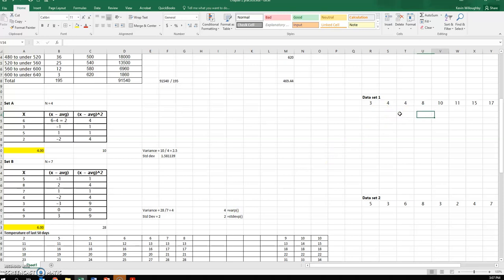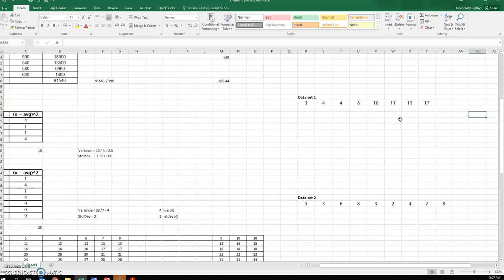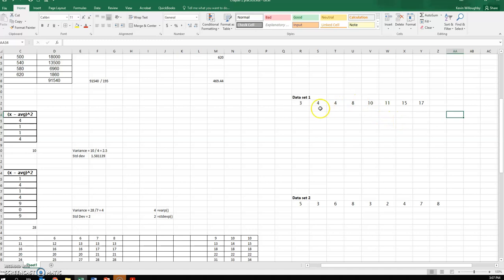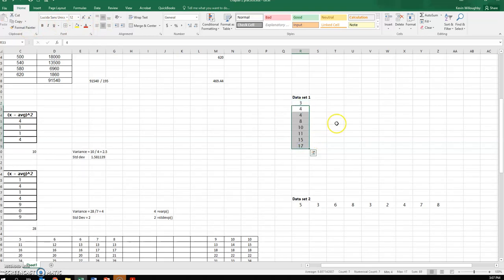So here are the data sets I have over on the side. Now, for simplicity, I find it easier to work these numbers in columns. So I'm just going to enter these numbers down the side: 3, 4, 4, 8, 10, 11, 15, 17. Because I'm a guy that needs balance in my life, I need to make sure all those numbers are the same size. So there is data set 1.